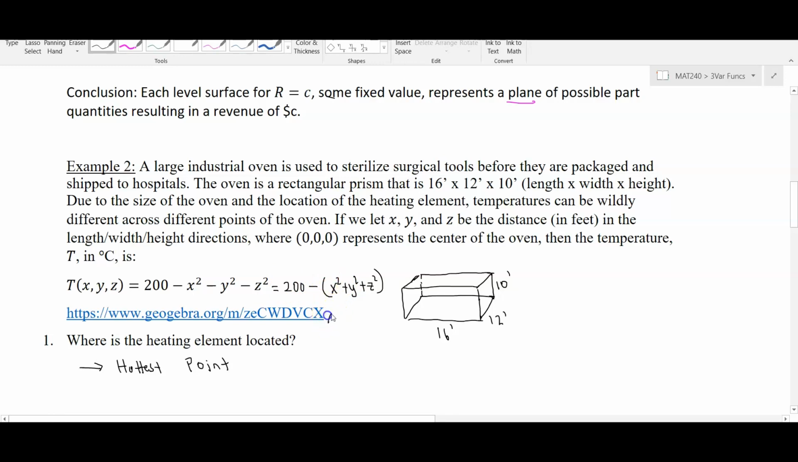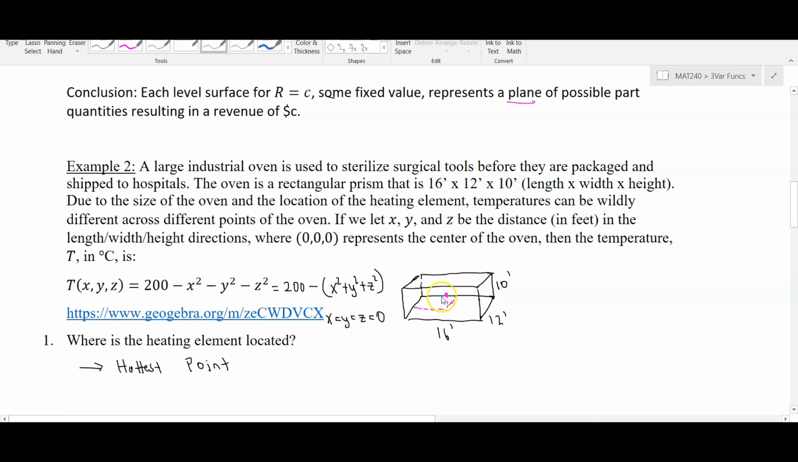So when x and y and z are all equal to 0, we get a temperature of 200 degrees Celsius. Now, making these negative won't work either because if we make any of these negative, they get squared and we're still going to be subtracting off positive values. So 0, 0, 0 is located here in the center. So we'll just say this is the rough center. That's the center length and width wise, and then here's the center of that room.